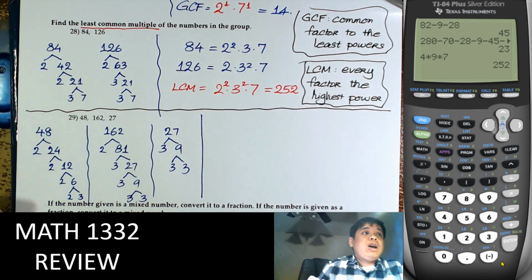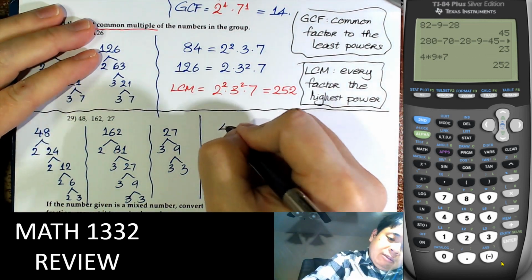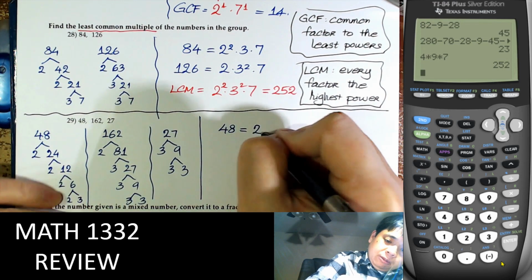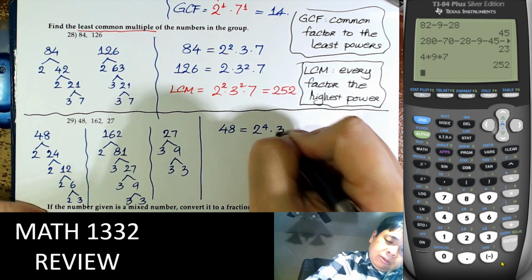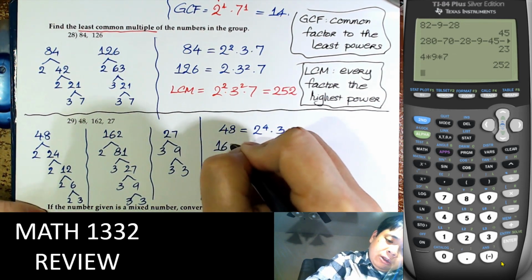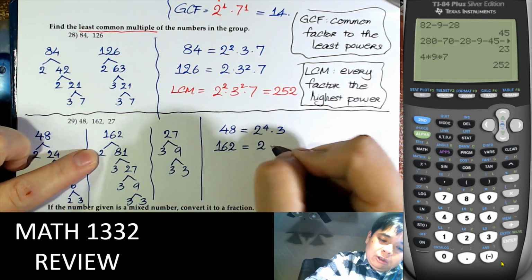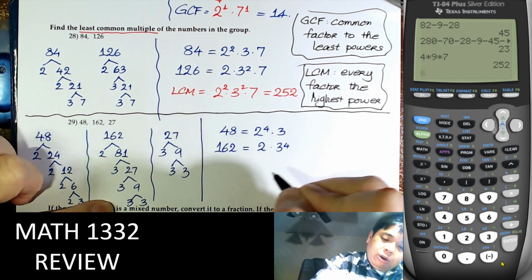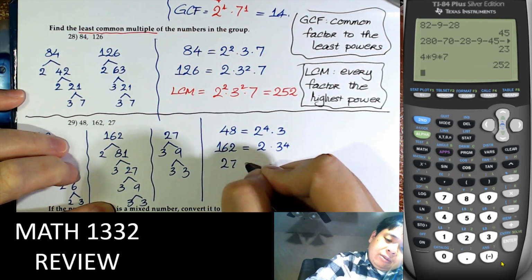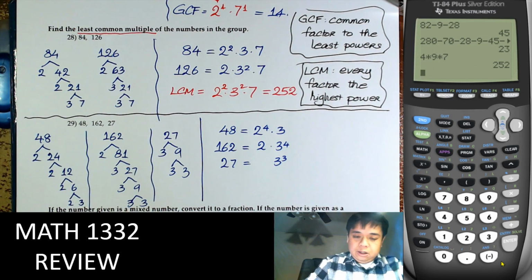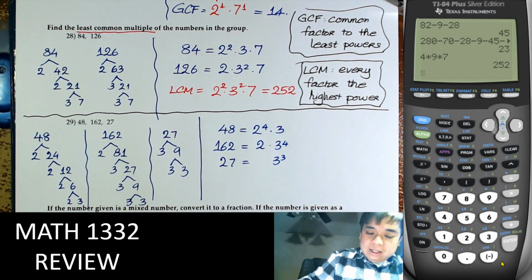Right, now let's write out all the prime factoring of these numbers. 48, 162, and 27, which is 3 cubed. Right.